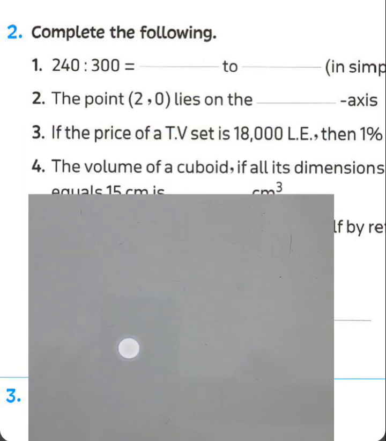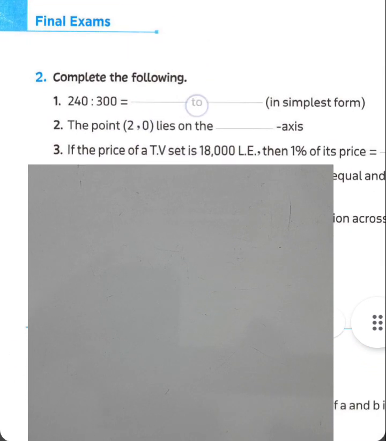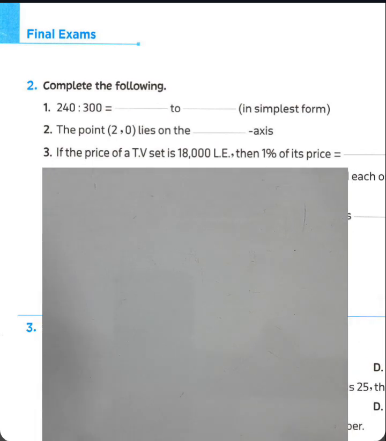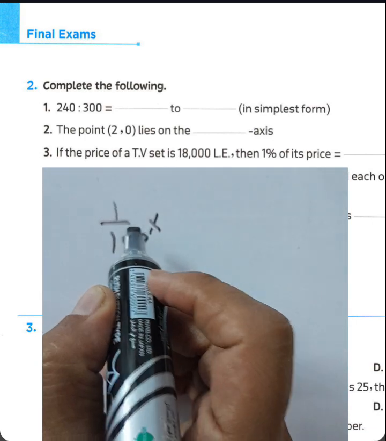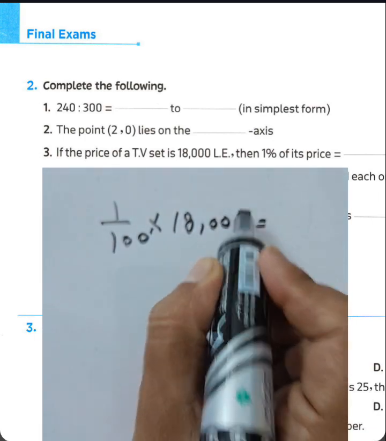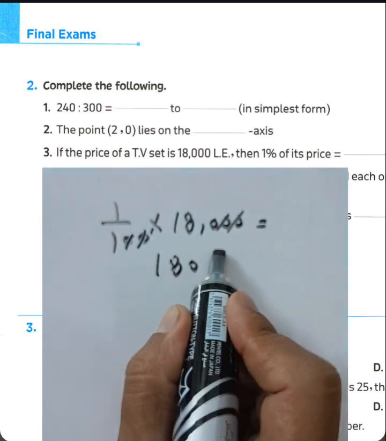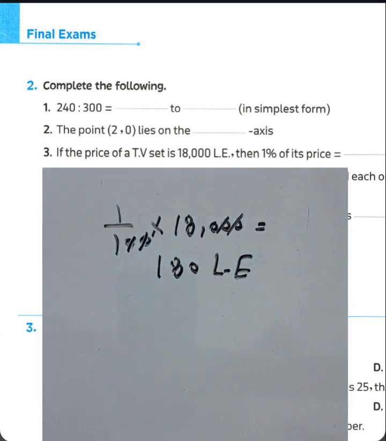Next question. The price of a TV is 18,000 Egyptian lira. Then 1% of its price equals what? 1%, it means 1 over 100, product by 18,000. We can cancel double 0 by double 0. Then the result will be 100 Egyptian lira. Then the discount will be 180.